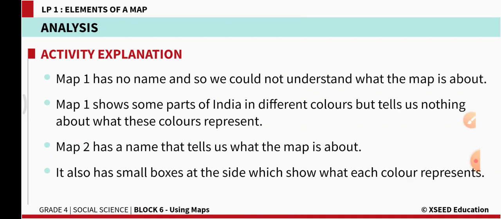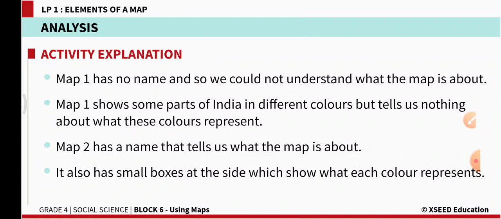Map 1 has no name, so we could not understand what the map is about. Because the map did not have any heading or name, we did not understand what they were trying to explain to us by the map. Map 1 shows some parts of India in different colors, but tells us nothing about what these colors represent. Yes, there were some colors, but we did not understand what these colors meant.